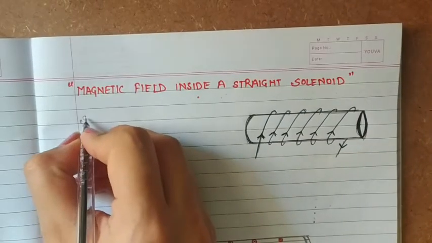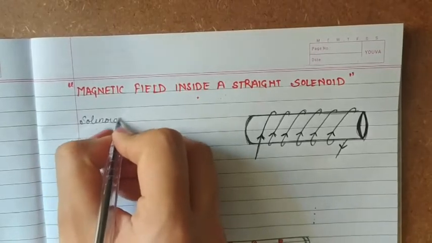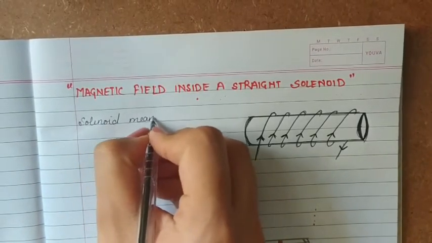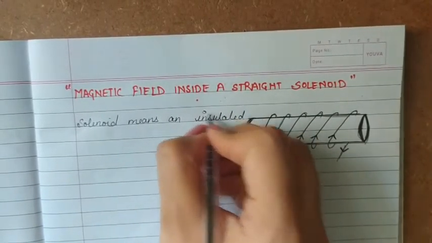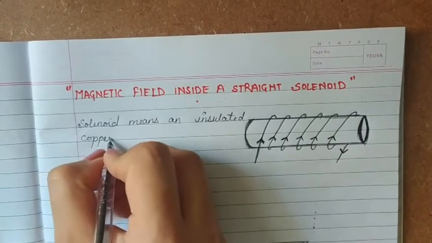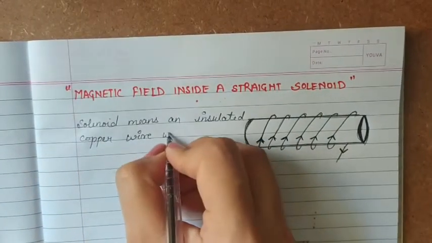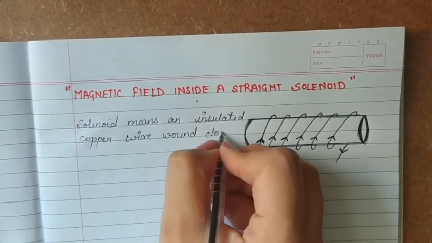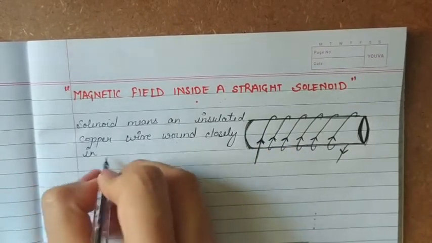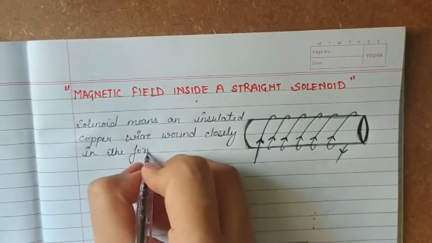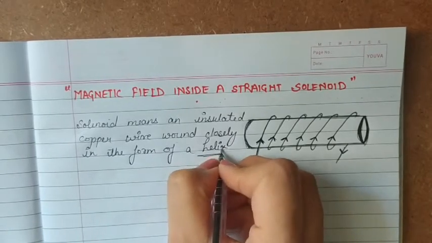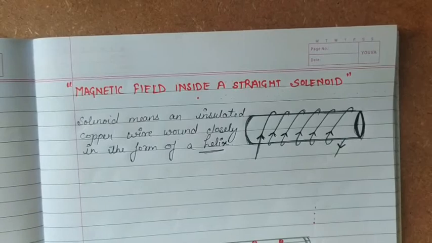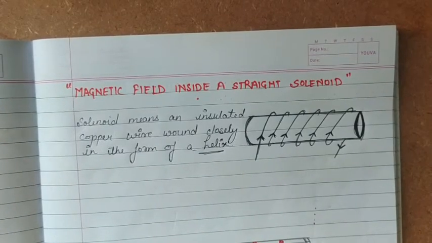So basically, solenoid means an insulated copper wire wound closely in the form of a helix. Helix means a spring-like structure. So basically solenoid means an insulated copper wire that is wound closely in the form of a helix. This system is called a solenoid.